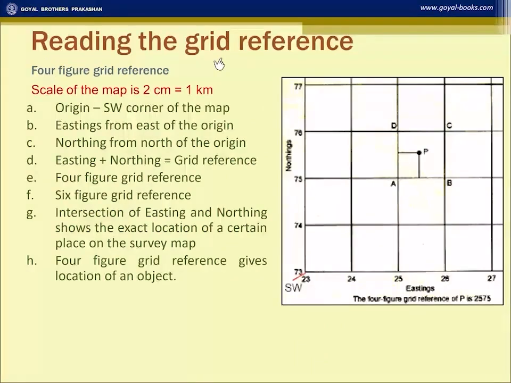Now we come to the grid reference. I told you the grid is the point where you see the squares. These squares which are of 2 centimeter by 2 centimeter, ultimately showing 1 kilometer by 1 kilometer, and wherever the easting and northing intersect each other, that shows the particular point, the location of that particular point.